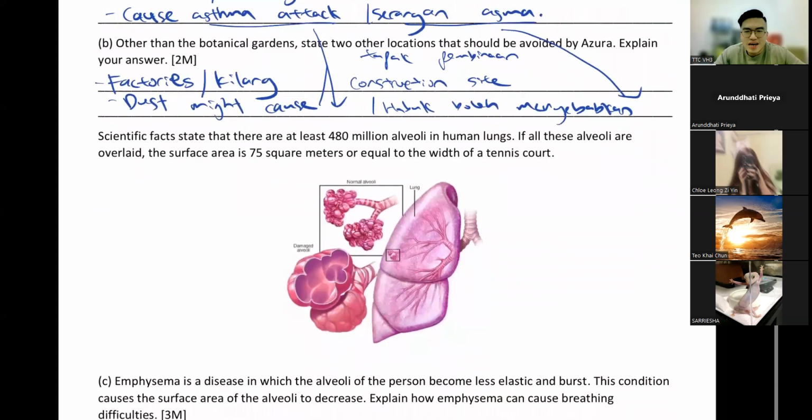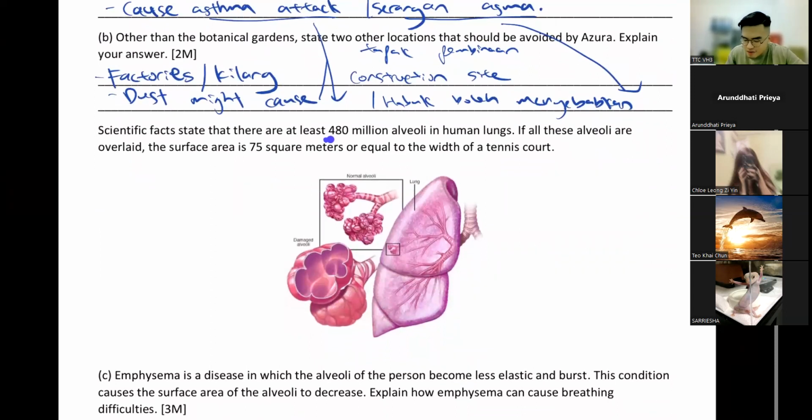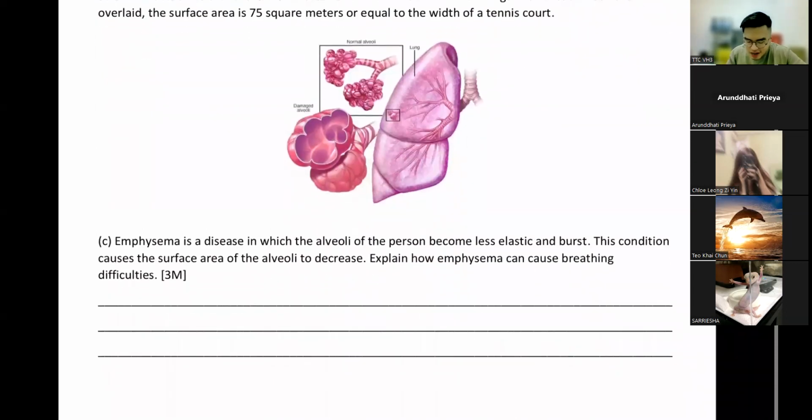So next, again, we have 480 million alveoli. The surface area is 75 square meter, equal to the width of a tennis court. Hiya, I said this so many times already. Emphysema is a disease when the alveolus become less elastic and burst. This condition causes the surface area to decrease. Explain how emphysema can cause breathing difficulty.